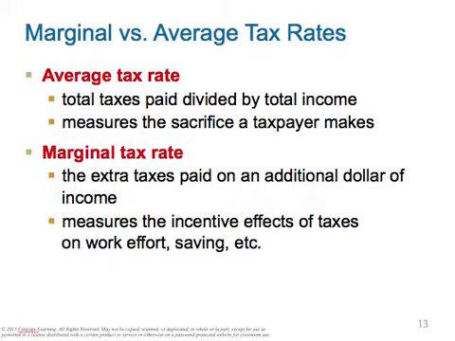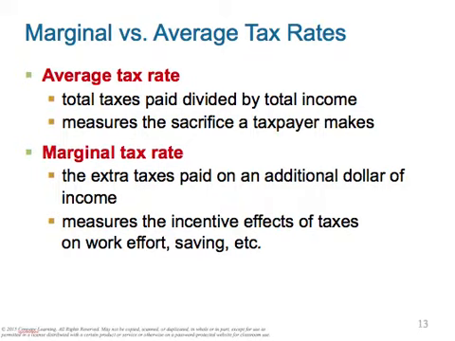Now let's take a look at marginal versus average tax rates. An average tax rate is total taxes paid divided by total income. Pretty straightforward. And it measures the sacrifice a taxpayer makes. So how much of their income they pay as taxes, as a percentage. Marginal tax rate is the extra taxes paid on an additional dollar of income. Again, there's that word marginal, meaning one more. So you get another dollar of income, what's going to be my tax rate? And the marginal tax rate measures the incentive effects of taxes on work, effort, saving, etc.